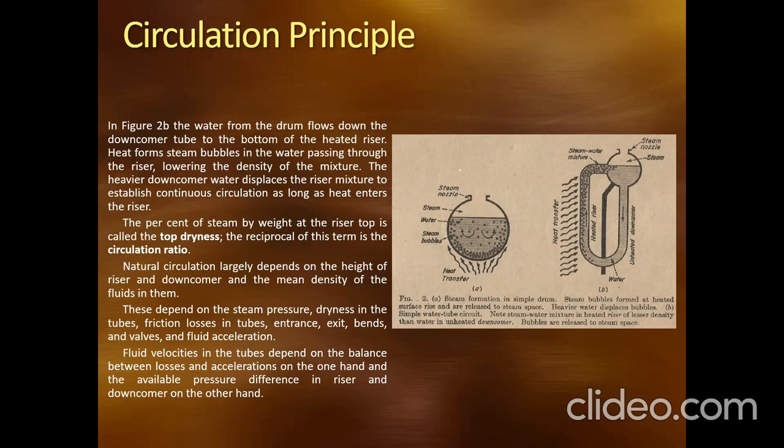The percent of steam by weight at the riser top is called the top dryness. Ito. The reciprocal of this term is the circulation ratio. Natural circulation largely depends on the height of the riser and downcomer and the mean density of the fluids in them. This depends on the steam pressure, dryness in the tube, friction losses in tube, entrance, exit, vents, and valves, and fluid acceleration. Fluid velocities in the tubes depend on the balance between losses and acceleration on the one hand and the available pressure difference in riser and downcomer on the other hand. So yung ang magiging speed niya.